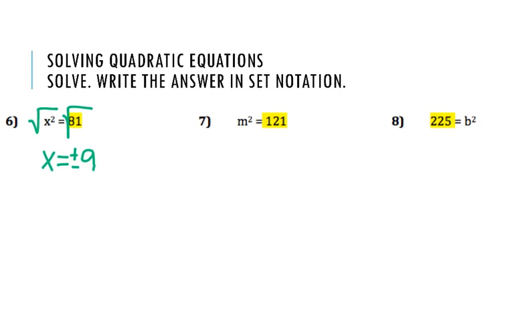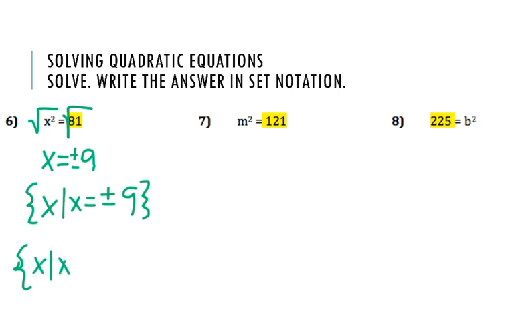Now we want to put this into set notation, and there are a couple of different ways. The first way, always using the braces, we're going to say the set x such that x equals positive and negative 9. Or we could separate it and say the set x such that x equals 9, and the set x such that x equals -9.